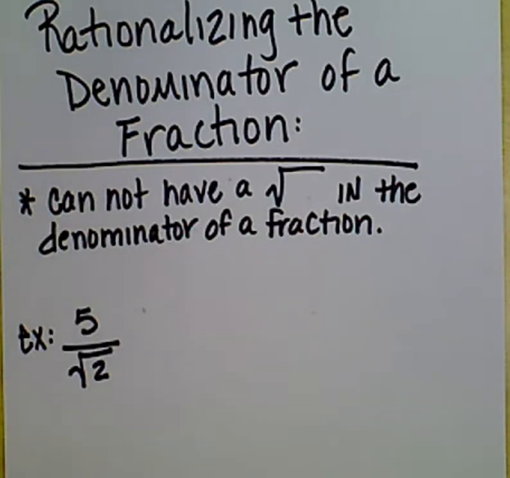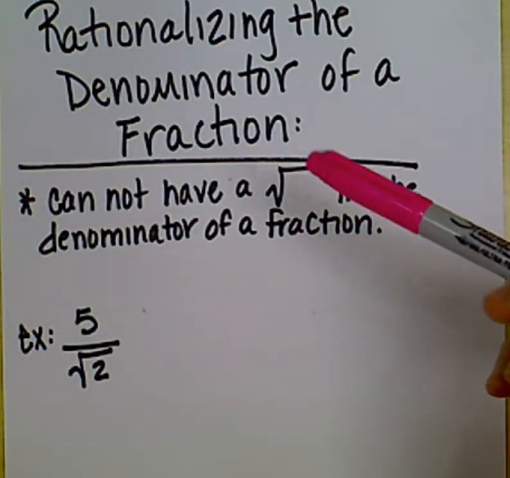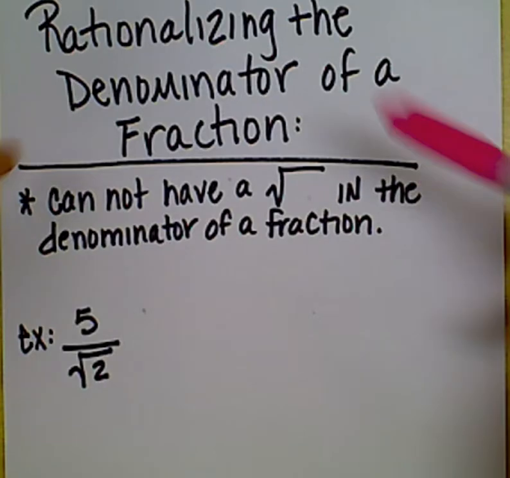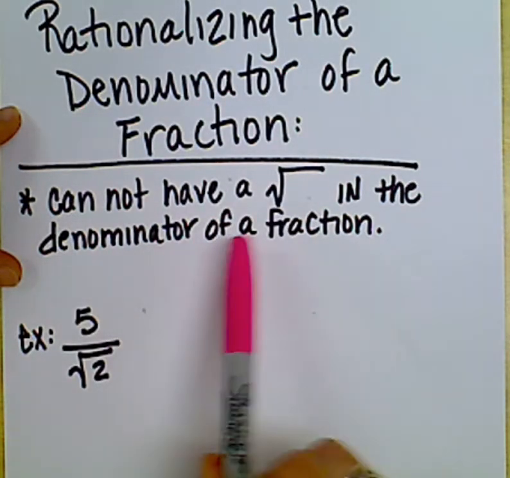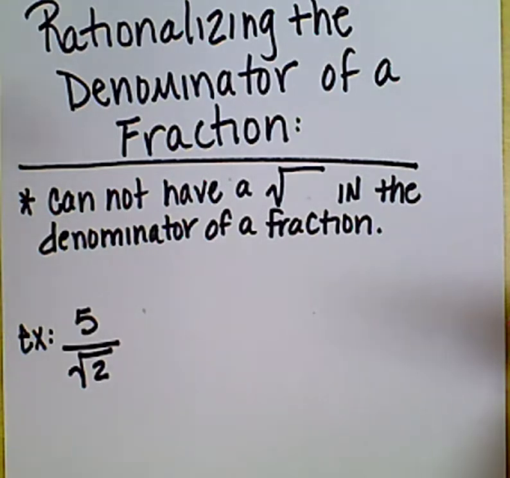What we need to do right now is rationalize the denominator of a fraction. That's what they say when you cannot have a radical in the denominator. It's kind of like we don't leave 0 in the denominator of a fraction. It's not possible. Or we don't leave something unsimplified as our final answer.